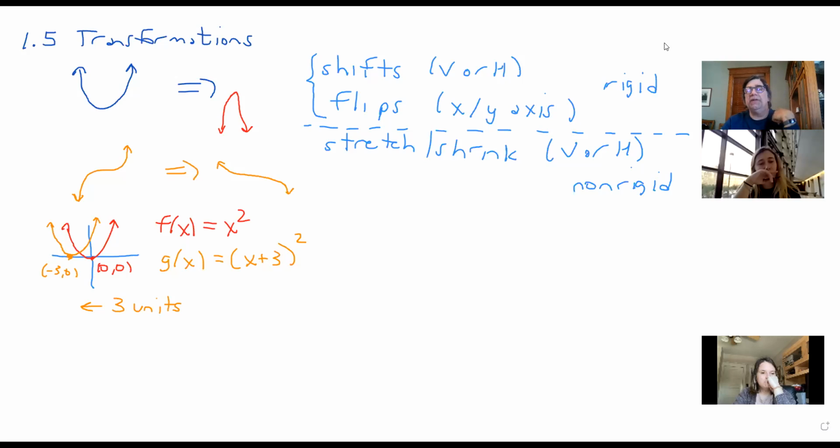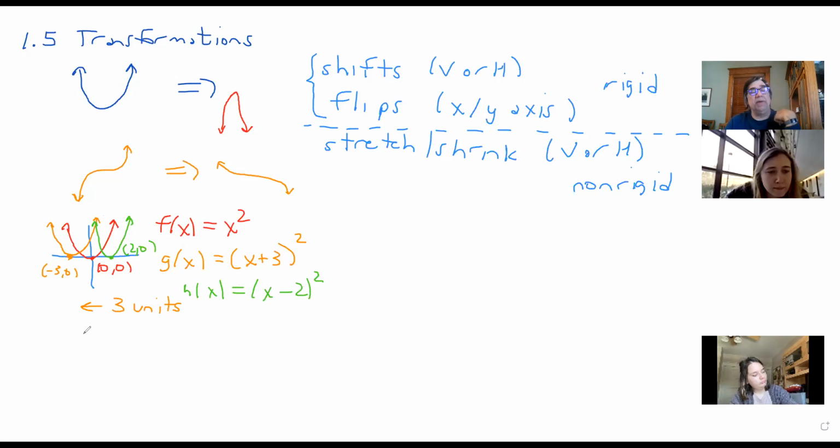If I shift it 2 units to the right, this point becomes 2, 0. And think about what that equation would look like. It's not x plus 2, it is x minus 2. So with horizontal shifts, the equations might work a little backwards to what you might expect. This is x minus 2, that's going to the right. X plus 3 goes to the left.